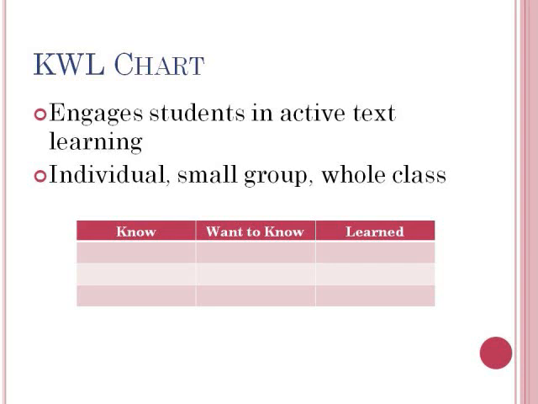The middle column is the Want to Know column. This column is also done before reading and can be added to while reading. Here students record what they want to know about the topic. This can even be questions that arise while reading. The last column is the Learned column. Here students record what they learned from the reading, either while they are reading or after they are done reading.